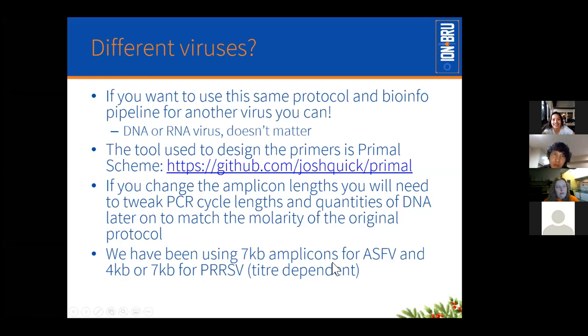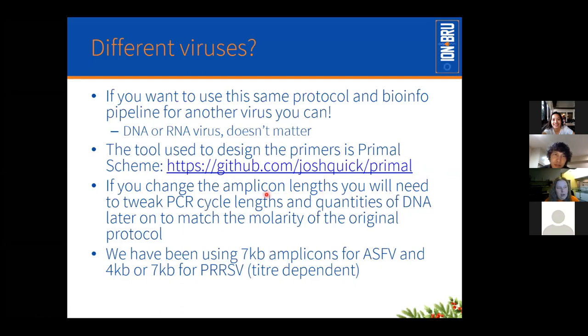If you want to do this with different viruses, it's fairly straightforward to do. So this is actually what we're using for African swine fever virus and PRRS virus at the moment. If you want to design the primers, the tool is called Primal Scheme. It is available on GitHub, and there's also actually just an online version where you can just put in your sequence alignments and it'll spit out some primers for you.